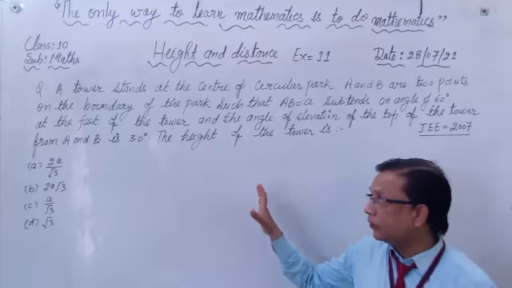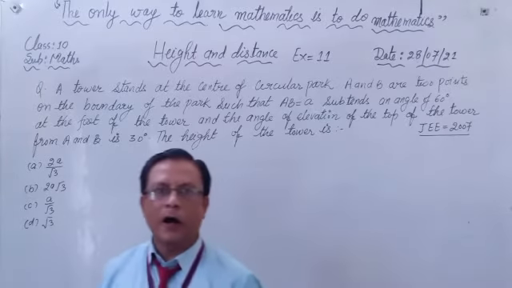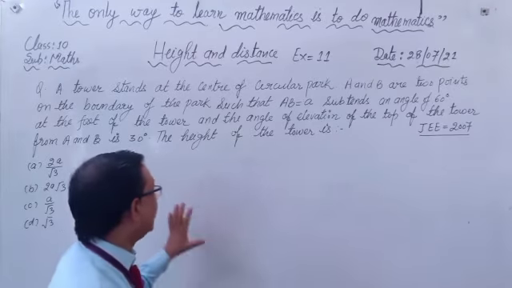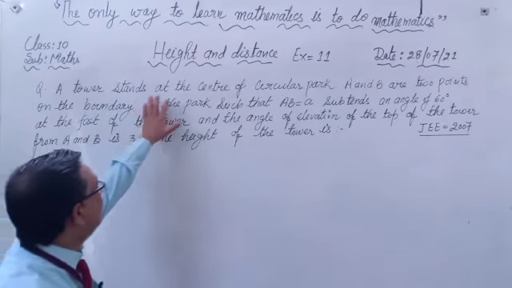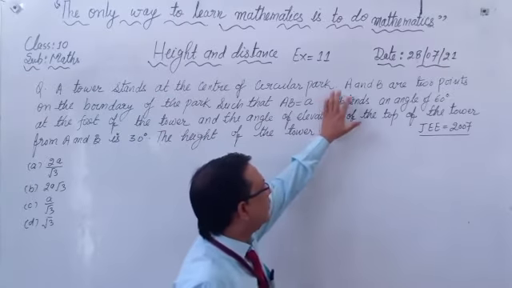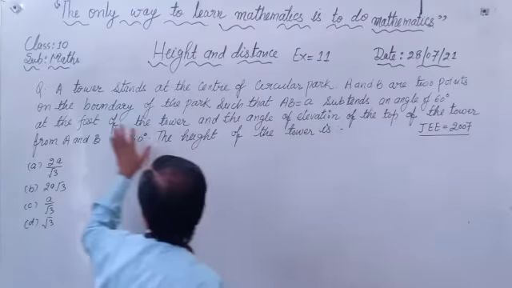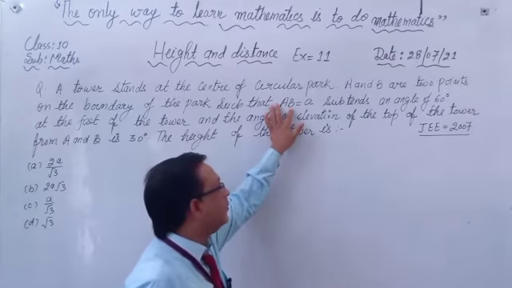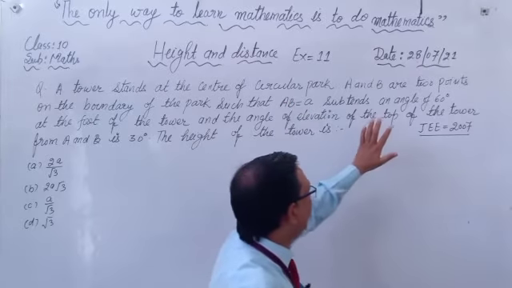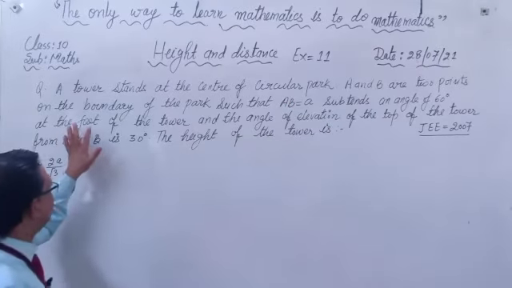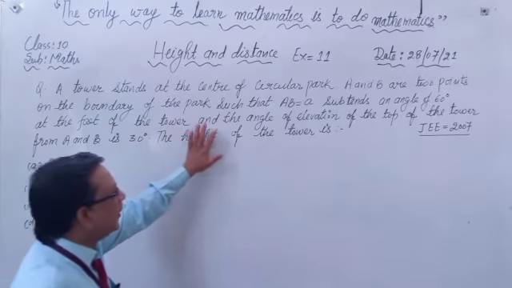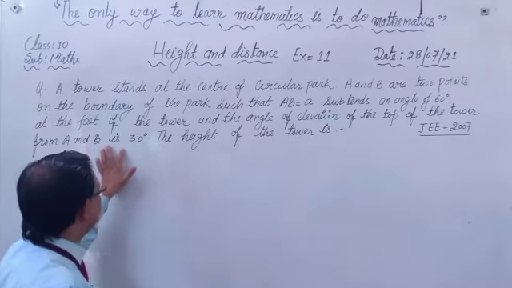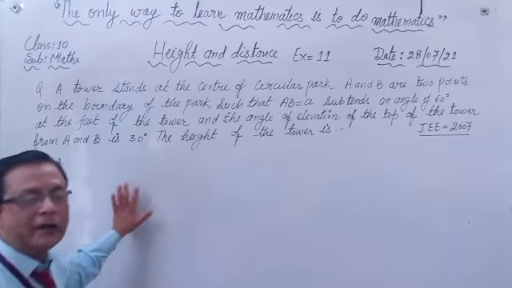Let us discuss a very good question of height and distance asked in the JEE 2007 exam. The question is: a tower stands at the center of a circular path. A and B are 2 points on the boundary of the path such that the distance AB is given. AB subtends an angle of 60 degrees at the foot of the tower, and the angle of elevation of the top of the tower from A and B is 30 degrees. Then what is the height of the tower?